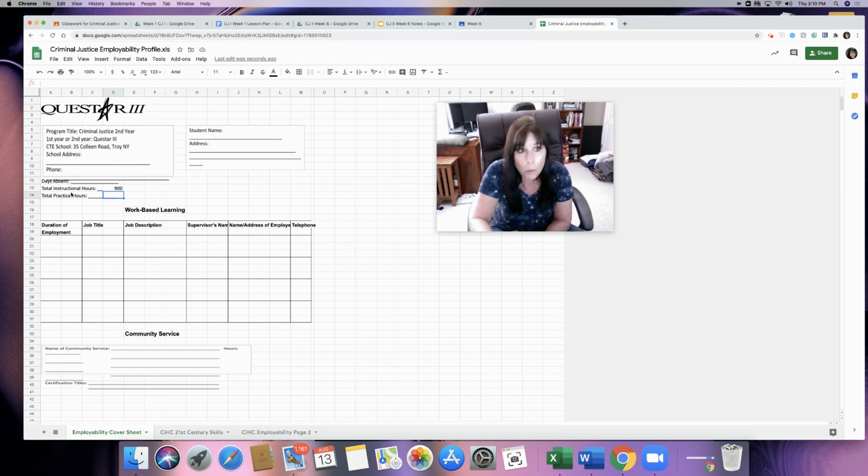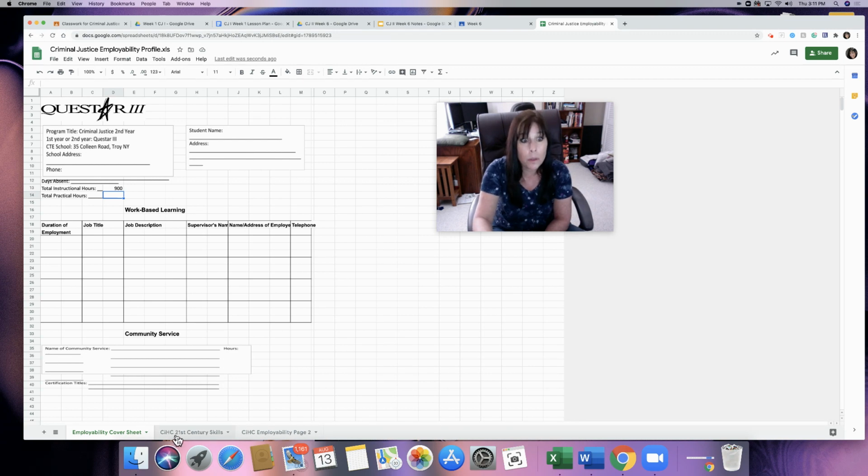This is not that important. This section here isn't. And honestly, your work-based learning is going to be your internship, and you don't know yet what that's going to be. So we can fill this out later. And the community service, you don't have to fill that out right now either. So really, we're just looking at this top part. And all you have to do is put your phone number, your name, your address. And that's it, because I did the rest of it.